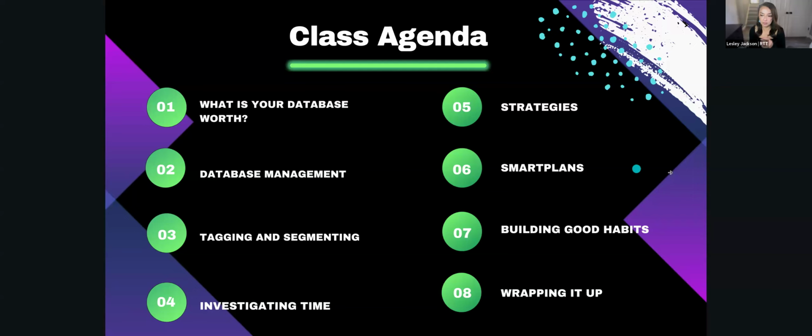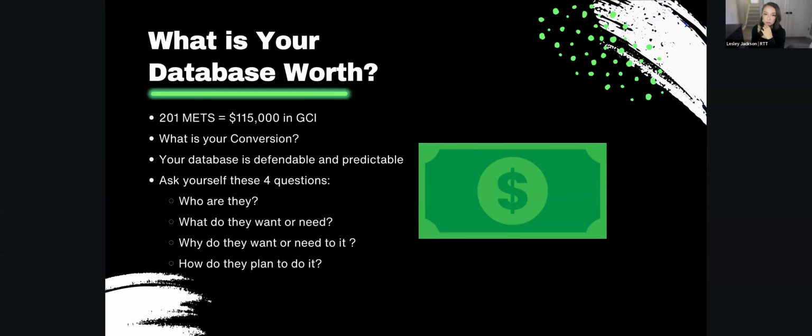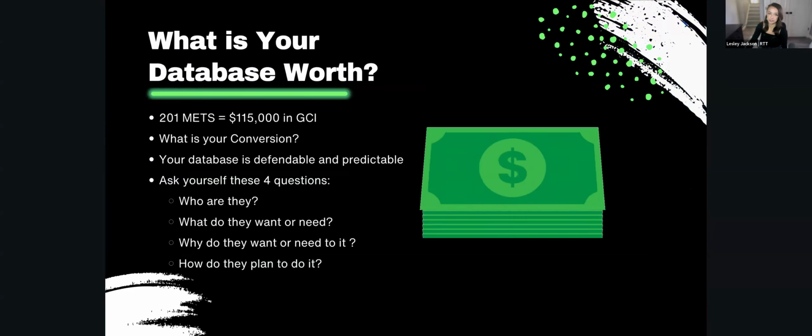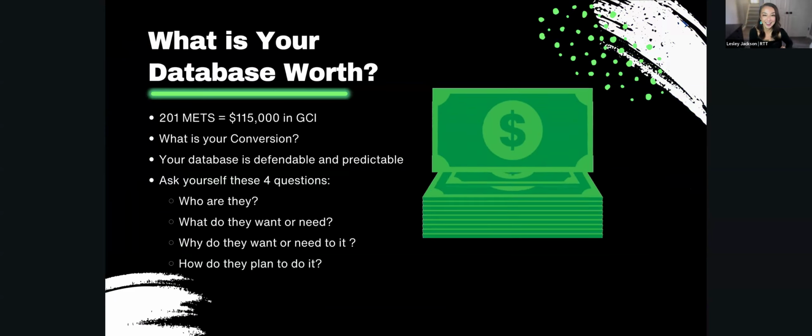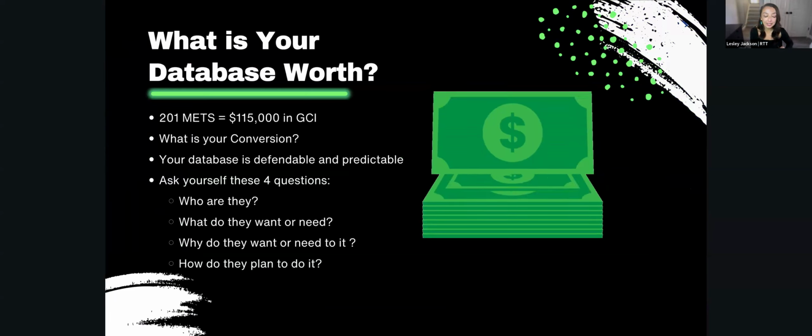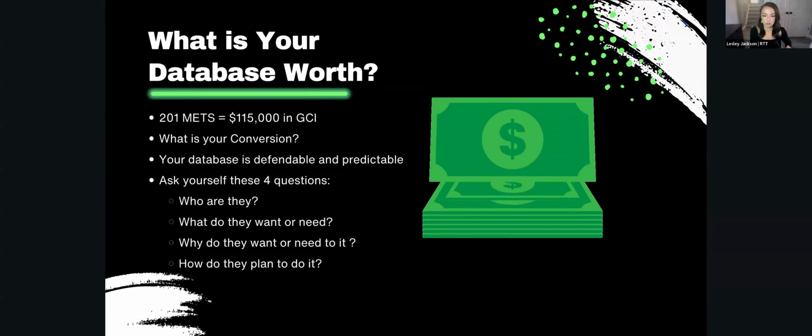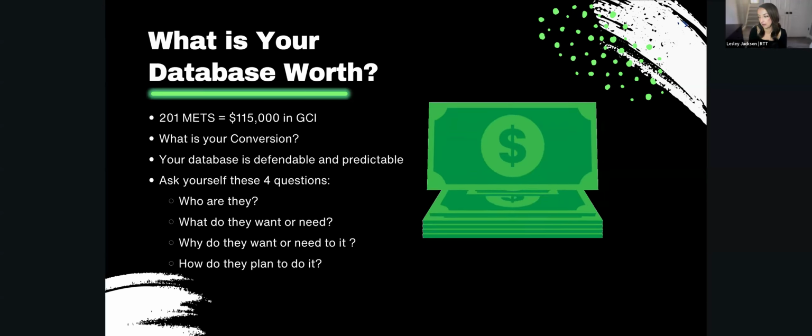We're going to talk a little bit about database management because I believe that really falls in alignment with how to place smart plans on, tagging and segmenting to make it easier, and we'll talk about strategies and which smart plans to use, and of course, building good habits. So 201 METs, like I mentioned, I like to give a range of 100 to 125,000 in GCI, especially here in Colorado. Our price points are going up, and although some are dropping, they're still a lot higher than where we were 2 or 3 years ago.